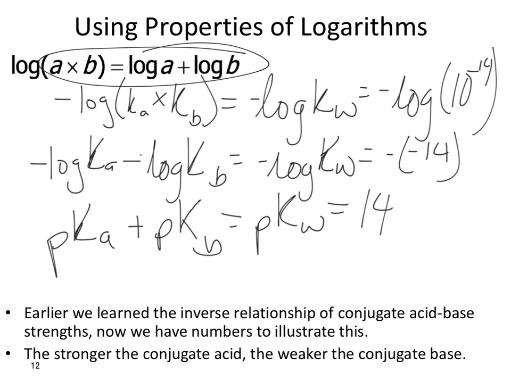So remember that earlier we learned about the inverse relationship. What we see here is that the conjugate acid-base pair should have an inverse relationship. And so that means the stronger the conjugate acid, the weaker the conjugate base, or vice versa. And you can use this as a way to get an idea of how strong the conjugate base is or how strong the conjugate acid is by looking at the pKa or the pKb.